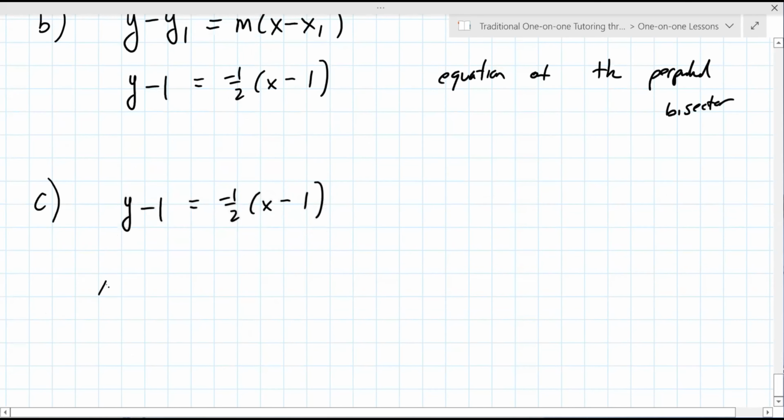So let's find the x-intercept. I guess 0 minus 1 equals -1/2 parentheses x minus 1. I'd like you to try solving this on your own. If you need to, refer to the previous problem that we did. All right.